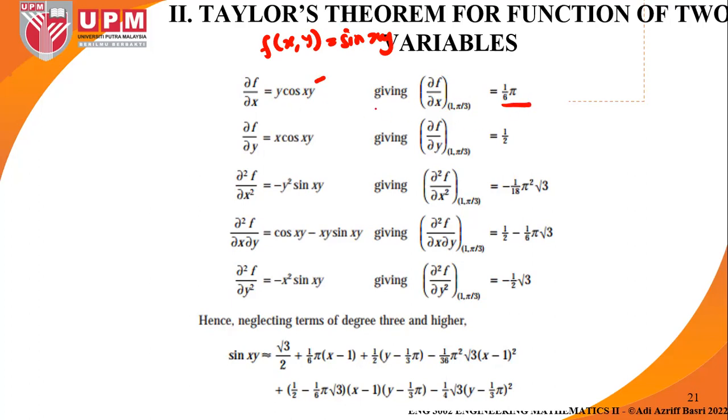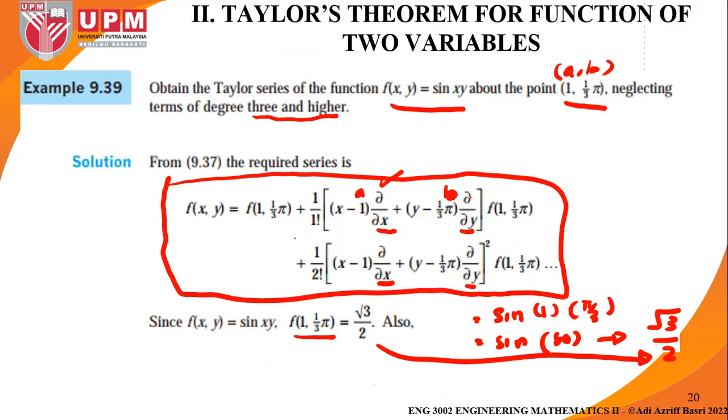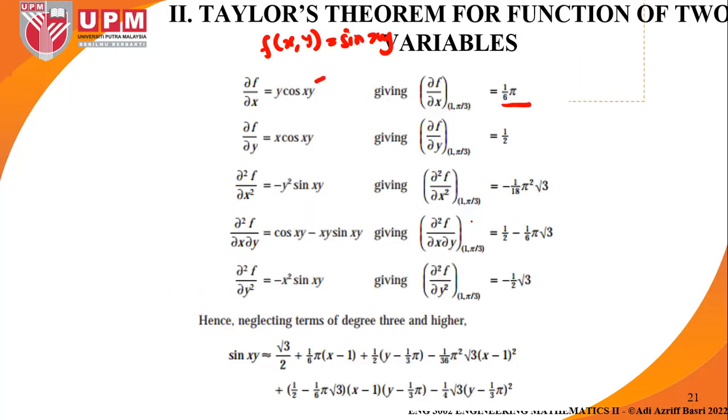Then second, we go here. We need to solve this one first, which is partial over partial y. So for partial f over partial y, based on this function, you need to differentiate in terms of y. The differentiation of sine xy will be cos xy.